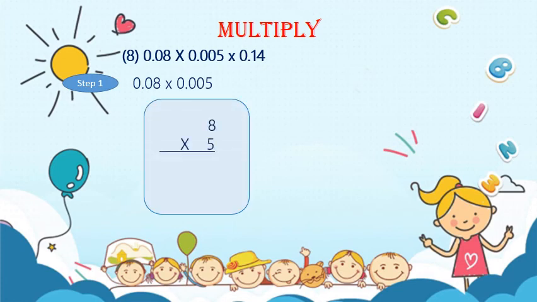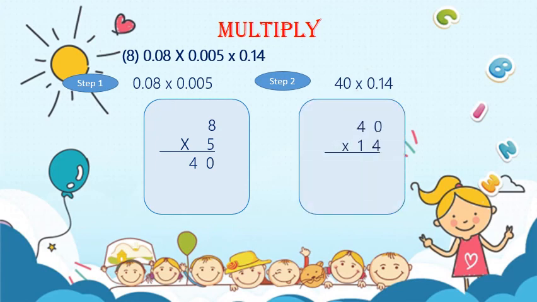So we will multiply them as whole numbers. 0.08 will become 8 and 0.005 will become 5. So 8 5s are 40, right? Now, in the next step, we multiply the product that we get from multiplying the first two decimal fractions by the third decimal fraction, which is 0.14. So again, we will consider 0.14 as a whole number, and then we will multiply it by 40.